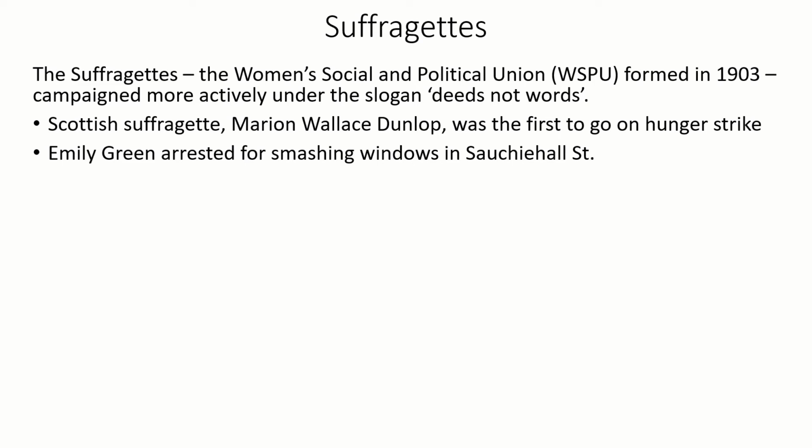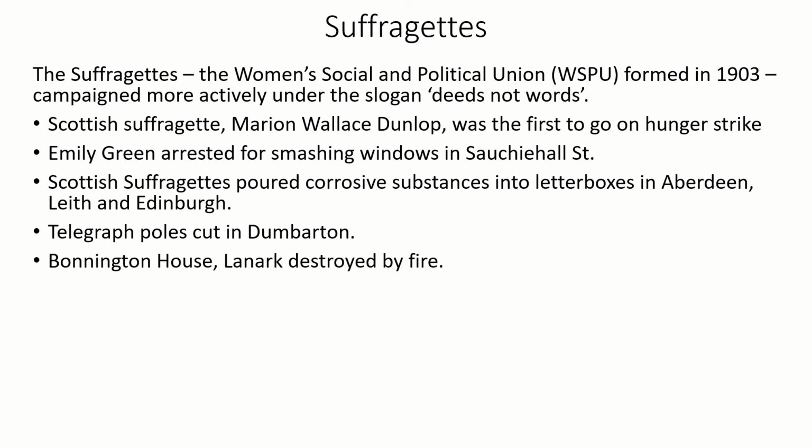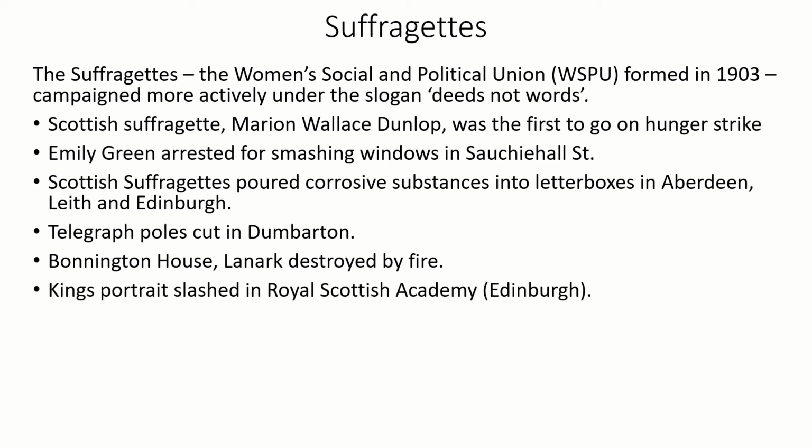A suffragette called Ethel Moorhead was arrested for smashing windows in Stud Hall Street in Glasgow. Scottish suffragettes would also pour corrosive substances, things that would damage and destroy letters, into letterboxes in Aberdeen and postboxes in Aberdeen and Leith in Edinburgh. They cut down telegraph poles to prevent the transference of messages, and they did this in places like Barton. Burnington House, which is a very famous old house in Lanark, was destroyed by a fire set by suffragettes. They also vandalised the King's portrait in the Royal Scottish Academy, which is in Edinburgh.